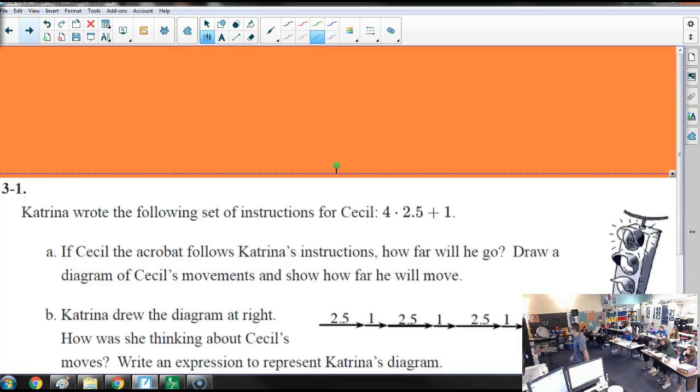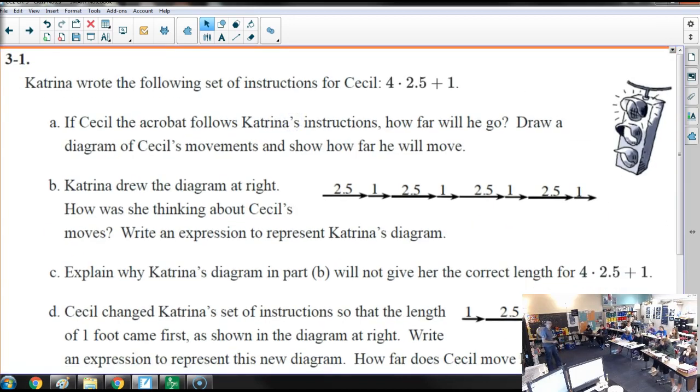So if we look at Cecil's move, his routine, Cecil, our slackliner, or tightrope walker, but that's kind of lame. Cecil's routine is 4, what's that little dot mean? Times, right? Multiplication. 4 times 2.5 plus 1. And Katrina wrote this out. Turn to your partner and discuss, do you think Katrina's diagram is right? And if not, draw down what you think it should be.